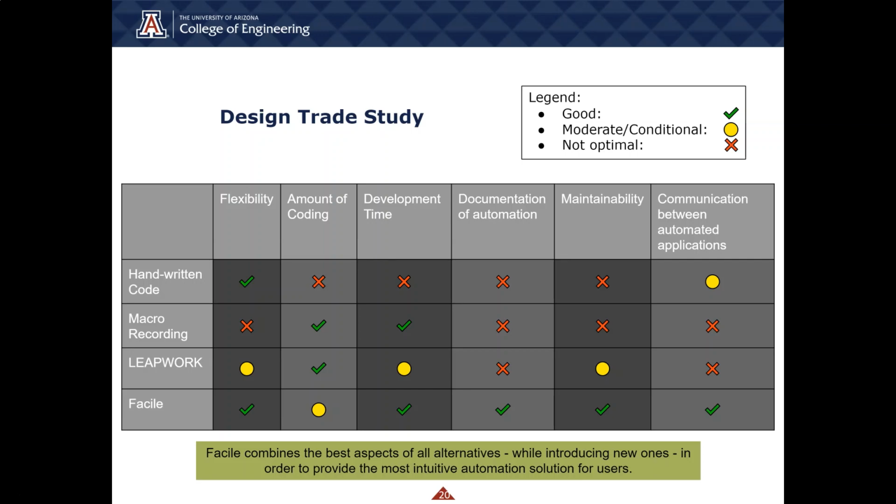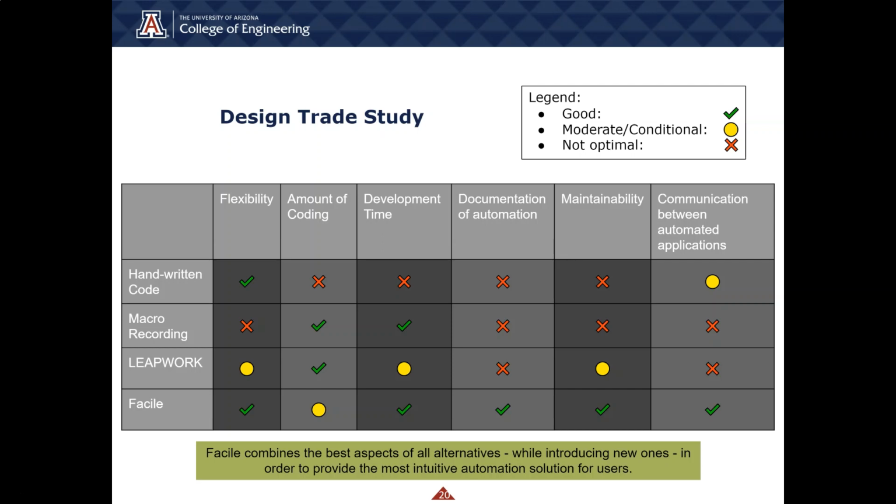The automation solutions being compared are handwritten code, recording mouse and keyboard events, then playing them back in the form of macros, Leapwork, which is a similar program to Facil, and then Facil itself. Facil provides flexible automation by generating code that can be used by another program. Because of this, some coding is required, which can be seen as Facil's biggest drawback.